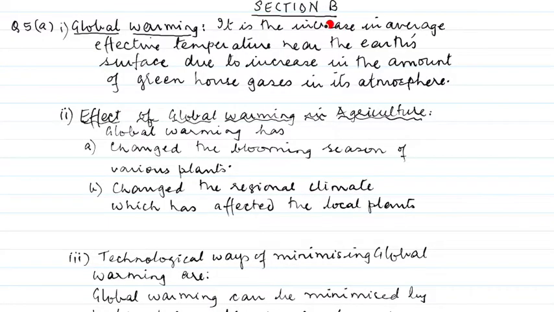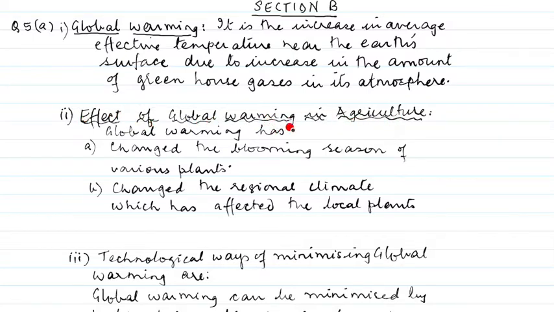So we've written section B, this is question 5A, global warming. We write the definition, you'll find it in any of your textbooks. It is the increase in average effective temperature near the Earth's surface due to increase in the amount of greenhouse gases in its atmosphere. The second one talked about the effect in agriculture.